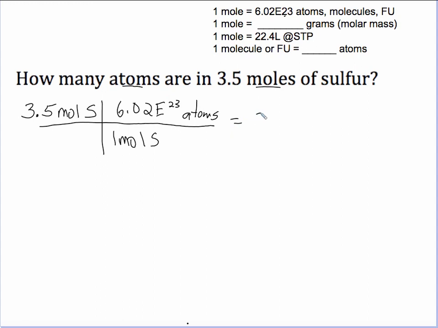Your calculator is going to say something like this: 2.107 e to the 24th. But we want to follow the rules of significant digits. So if your beginning problem has 2 digits, like this one right here, you should round this to 2 digits. So the answer is going to be 2.1 e to the 24th. See how the diagonal units cancel? And so then you're just left with atoms as an answer. Okay, so that's one problem.